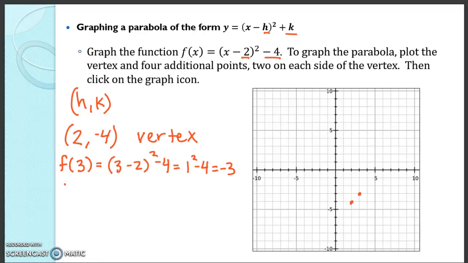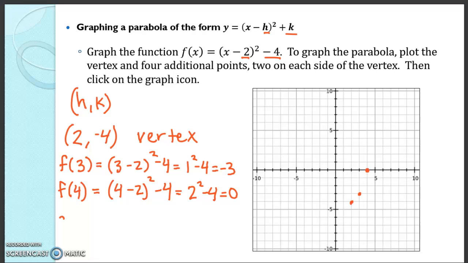And then let's plug in f of 4, because that's another point to the right of x is 2. So that will be (4 minus 2) squared minus 4, which is 2 squared minus 4. So that happens to be 0. So at the x value 4, we have a y value of 0.